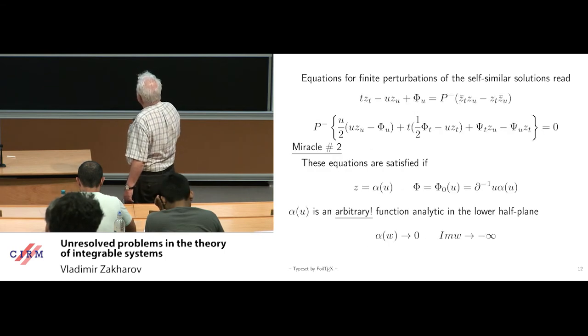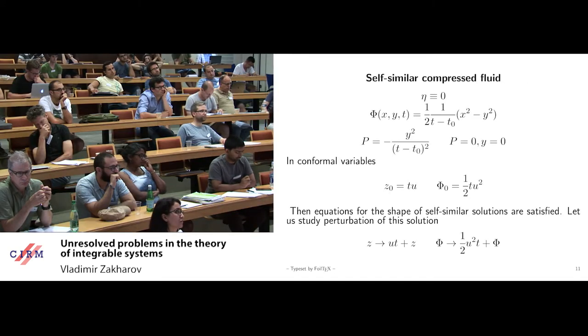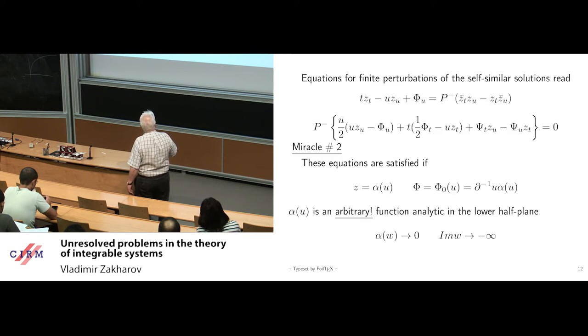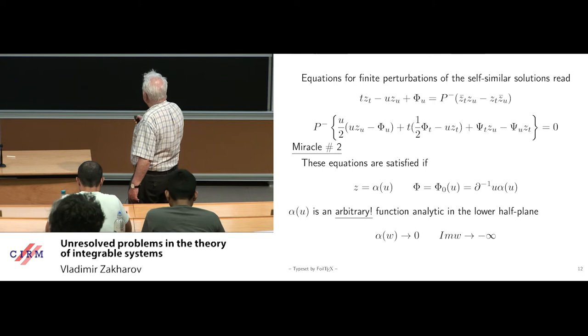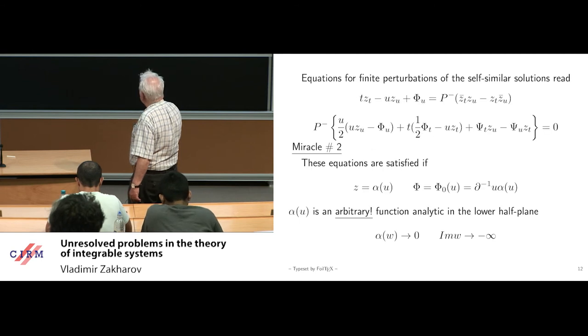Indeed, your equations are now, suppose you take your function as this solution, which is a trivial solution of the previous system of equations. If you now denote z as an additional term and phi as an additional term to this, for these additional terms you have this system of equations. The equations are satisfied if this function is just an arbitrary function of coordinate, then phi is the following.